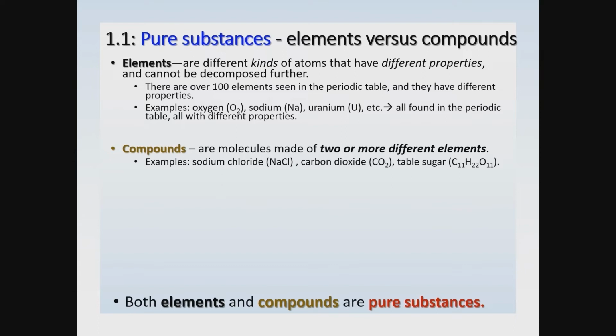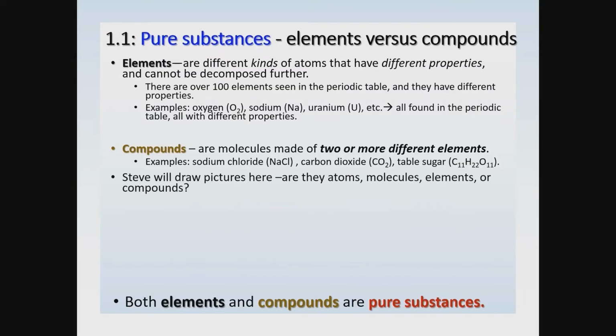On the other hand, another kind of pure substance would be a compound. Compounds, again, are made of different elements bound together. I have sodium chloride there as an example, which I just talked about. Carbon dioxide is a compound because it has two different elements bound together. Two oxygen atoms are bound to carbon. And table sugar is a compound that has three different elements, carbon, hydrogen, and oxygen, and they're in those proportions that you see in that slide.